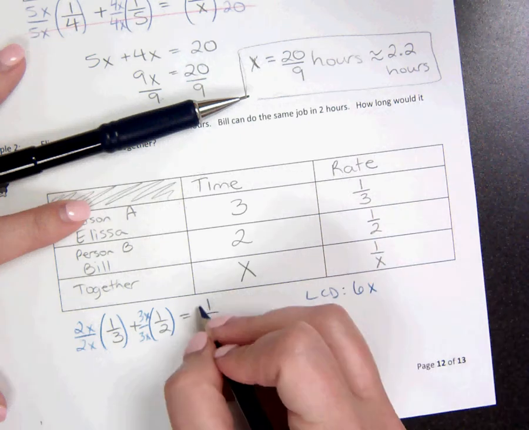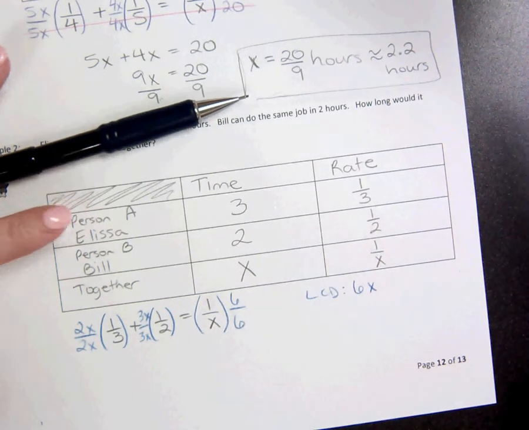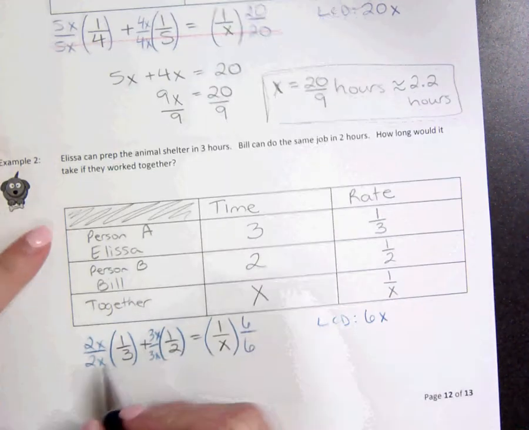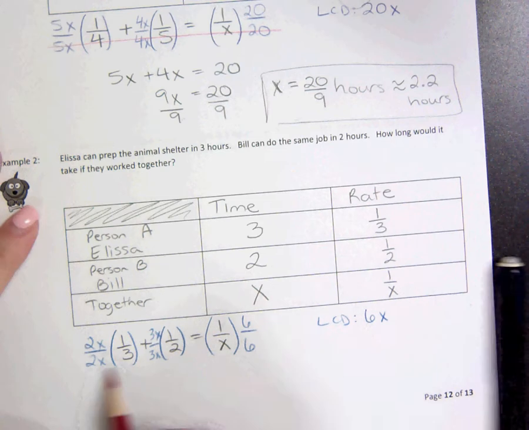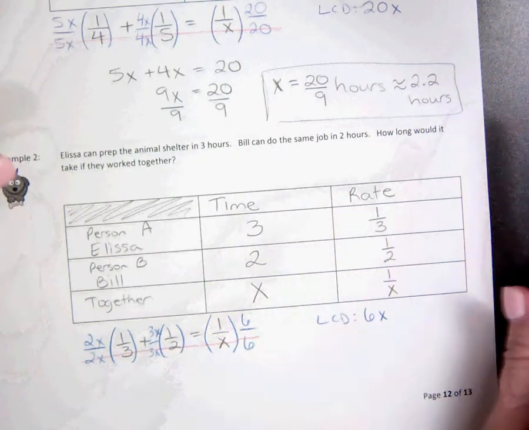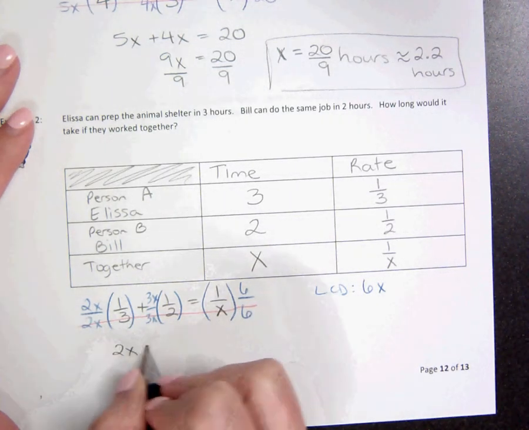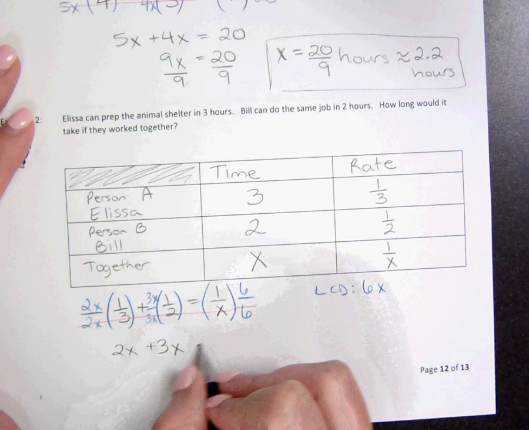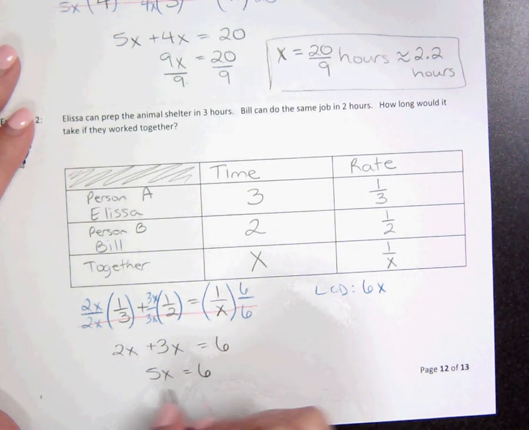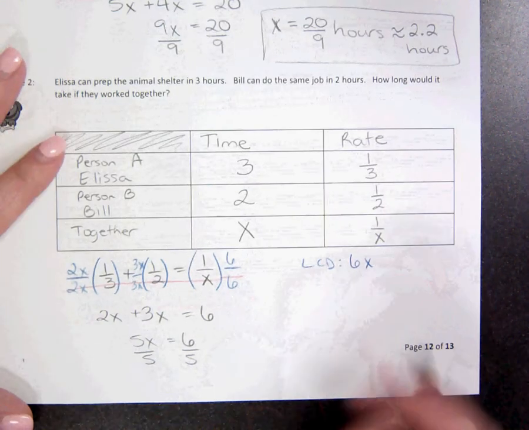I did not give myself enough space. And most importantly, this last one has to be multiplied by 6. Very easily forgotten about that last one. Now they all have 6x on the denominator, so we can ignore that. And that gives us, sorry, my pencils are going everywhere here. We get 2x plus 3x equals 6. So 5x equals 6, divided by 5. Which are usually pretty easy to solve.